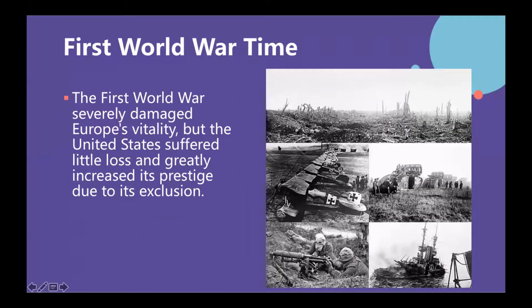So after that time, the World War began. The First World War actually did not damage the US very much. It suffered just a little bit, and it increased its prestige due to this exclusion. So at that time, America was fighting with Germany. Not America only, but many countries were fighting with Germany and other countries. So this is how World War I happened in this time.